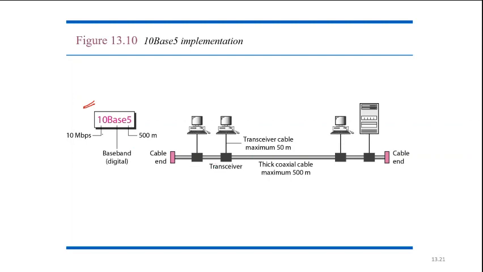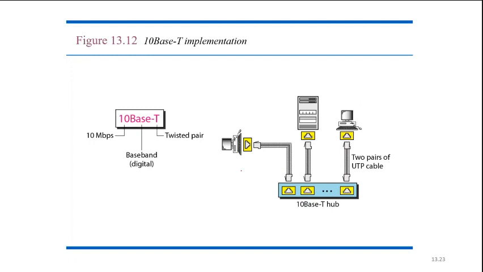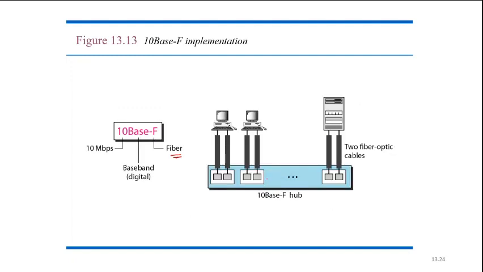So 10Base5, 10 Mbps baseband and 500 meters. This is how it will be available. This is thick coaxial cable, maximum of 500 meters length should be there. Suppose this is the server and these are the clients. In between, the distance will be 500 meters maximum. This is 10Base2, that is up to 200 meters, so it is 185 meters. This is how it will be implemented. It is given. Then twisted pair and then optical fiber.